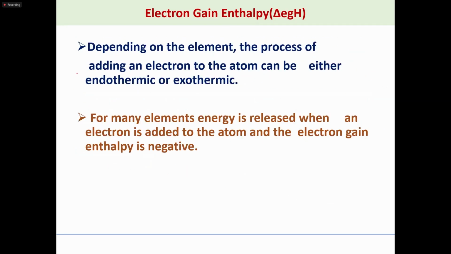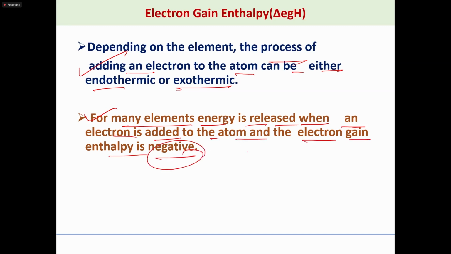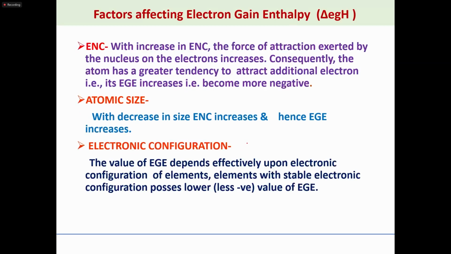Depending on the element, the process of adding electrons to these atoms can be either endothermic or exothermic. But for many elements, the energy is released. When an electron is added to the atom, the electron gain enthalpy is negative. So it is an exothermic process.